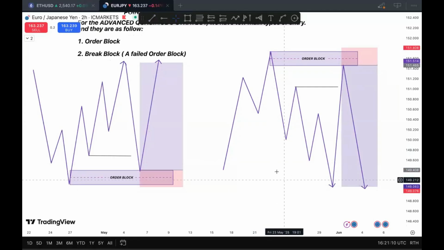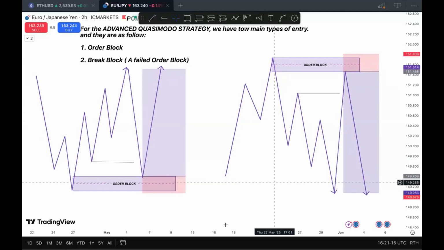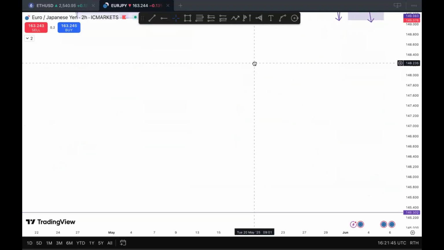Do you understand what I just explained? Choosing your POI. If you understand what I said about the order block, kindly go to the chat box and say, I do understand. Or say, I do. Okay, good. Now let's go to number 2.